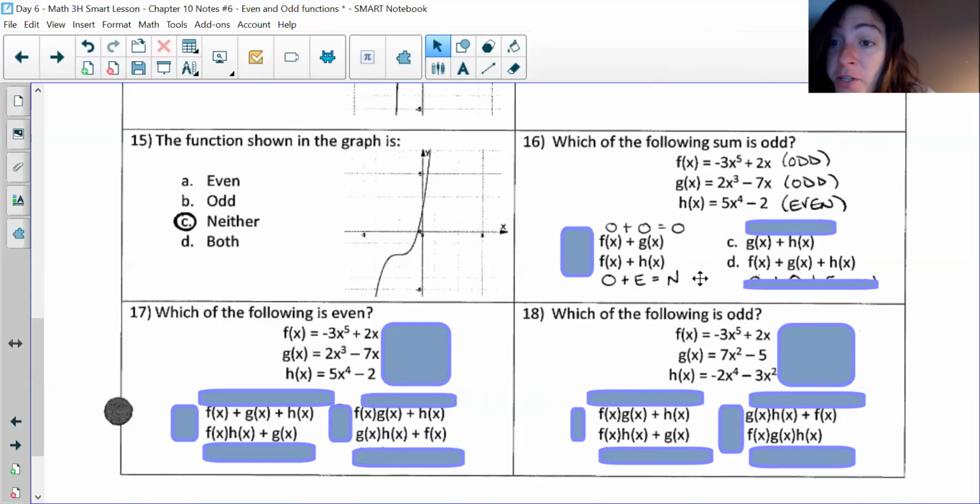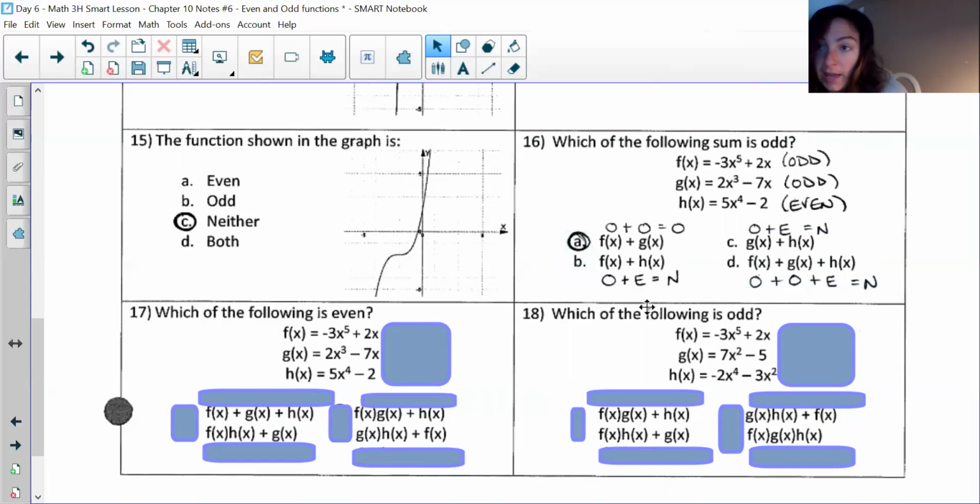Sorry, f of x plus h of x is odd plus even, which is nothing. G of x plus h of x is odd plus even, which is nothing. And f of x plus g of x plus h of x is an odd plus an odd plus an even, which is nothing. So our answer is A.